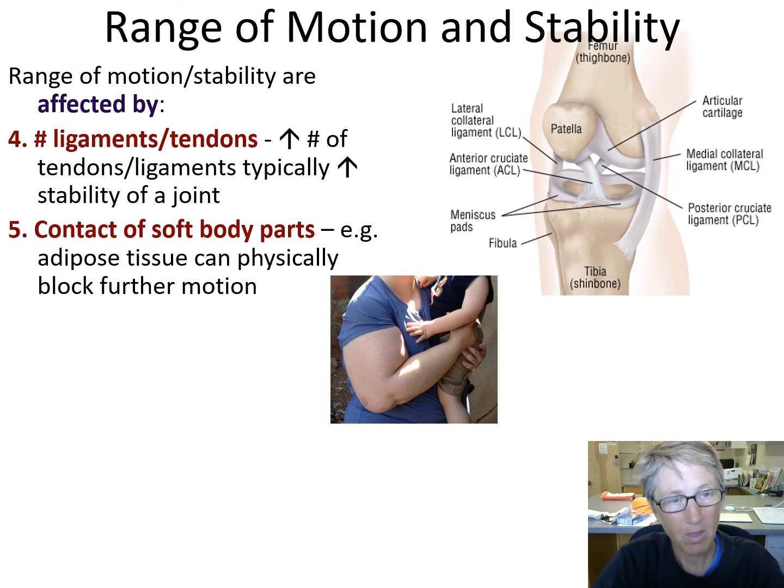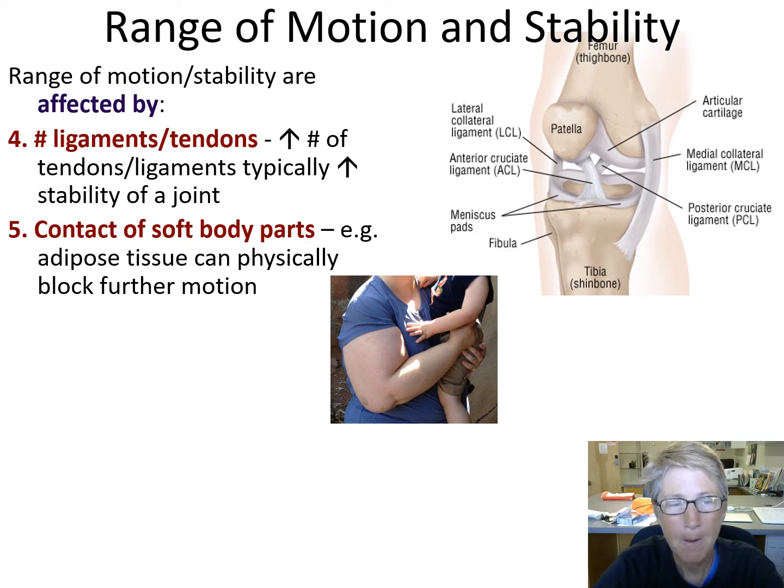The fourth thing that can affect the range of motion and stability is the number of tendons and ligaments in a joint. If you look over here in this cartoon, here's the femur, down here is the tibia, and look at all these ligaments that are in your knee joint. There's the posterior and anterior cruciate ligaments, the medial collateral ligament, and over here is the lateral collateral ligament. So obviously the knee is an important joint to protect. It's got a certain range of motion, but it's also pretty stable because of all the ligaments and tendons.